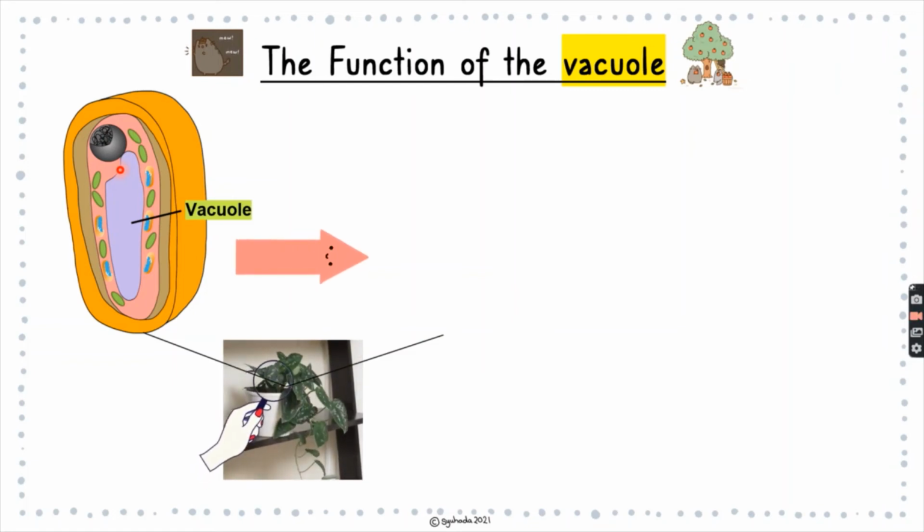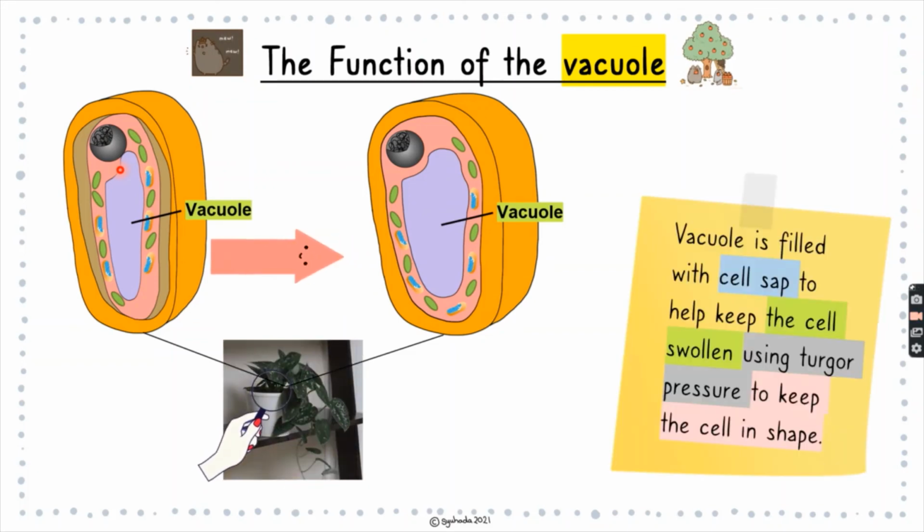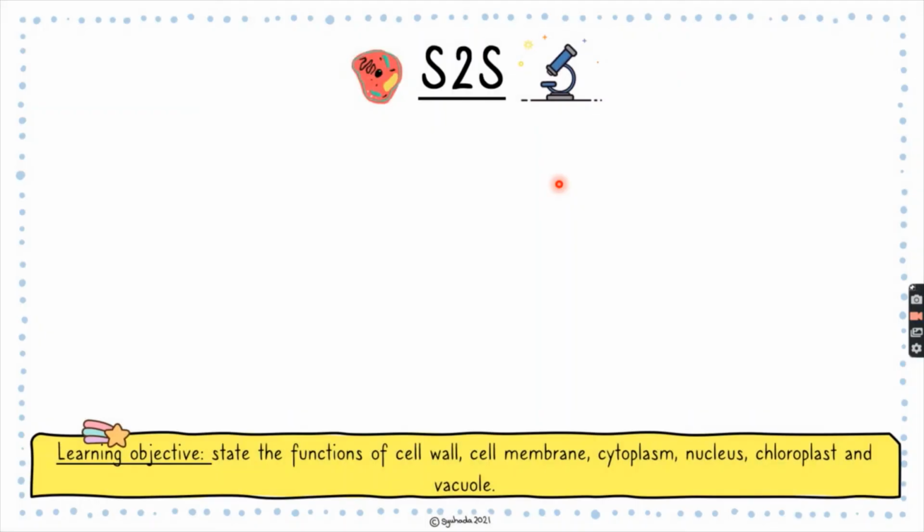Imagine it kind of like wearing a belt that is way too big, so your pants don't fit. However, if the belt fits perfect and it's tight, and then it gives you a nice shape, and that is what happens when the plants have enough water, so that it gives them enough shape. And therefore the vacuole, once it's filled with a lot of cell sap, it helps to keep the cell very swollen using turgor pressure, and this is what we mean by keeping it in shape.